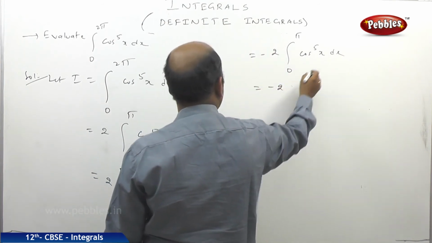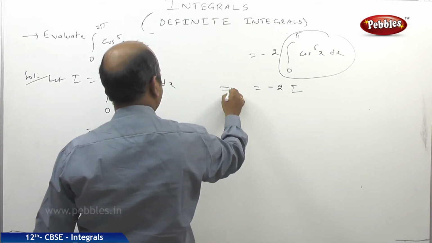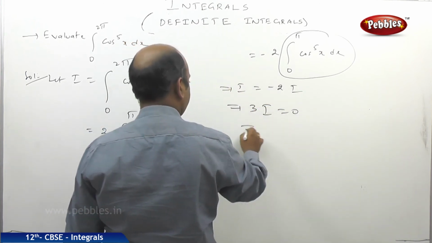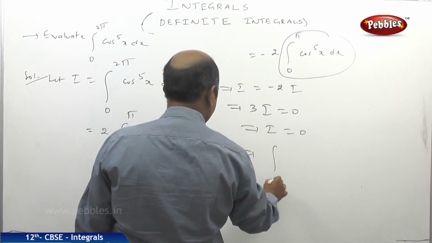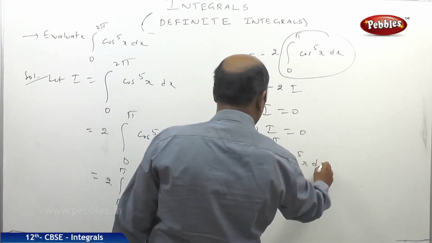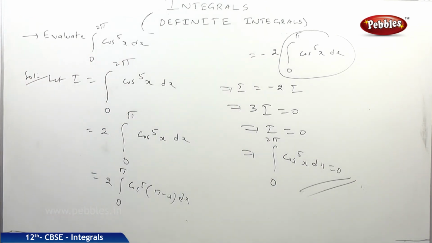So this whole thing is nothing but our I. That means I is equal to minus 2I. That means 3I equals 0. That means I will be equal to 0. So the integral from 0 to 2 pi of cos power 5x dx will always be equal to 0. Very, very important problem. Please copy it, because they will be asking it as a very short answer question.